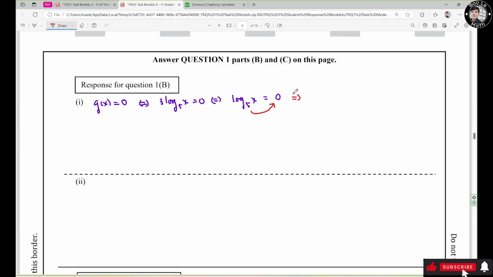So you have S equals 5 to the power of 0, right? And then it's the same thing as S equals 1, because 5 to the power of 0 equals 1. This is your answer.